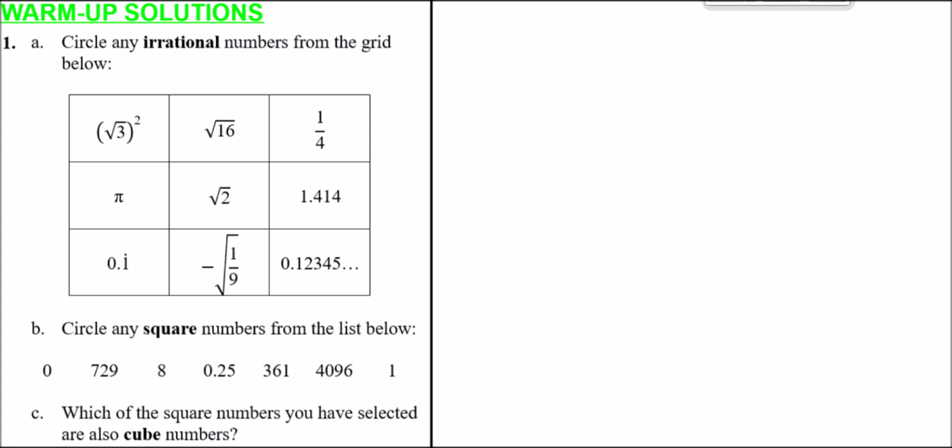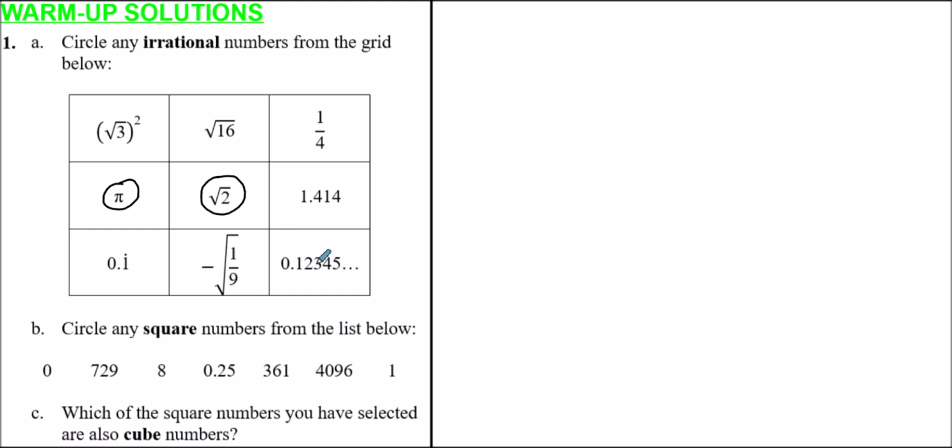So 0.1 recurring here is actually the same as 1/9, and so that is not irrational. Don't be tempted to circle that one. The most famous irrational number is probably pi. Pi is irrational. As well as pi being irrational, root 2 is irrational. If you typed in root 2 on a calculator and asked for a decimal output, that would give you 1.4 and so on and so on. It wouldn't repeat in any meaningful way.